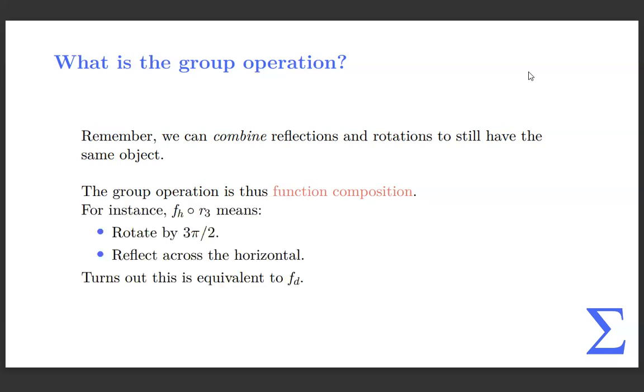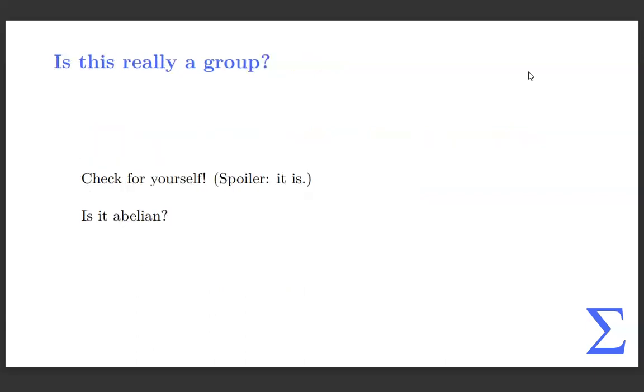For instance, here it is. This is a little weird because you do R3 first and then you do FH in this notation. You can look at it the other way; different books choose different things. I like the one where you go right to left. So this means rotate by 3 pi over 2 and then reflect across the horizontal. And it turns out that this is equivalent to FD. And as it turns out, we need closure, and this thing is closed. Function composition is associative, so that's good.